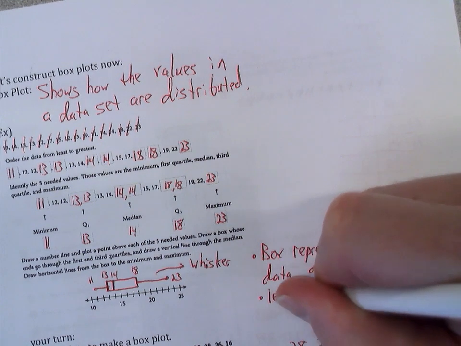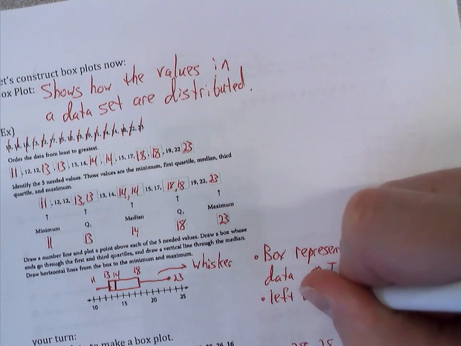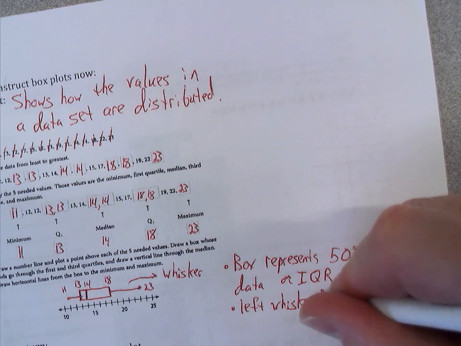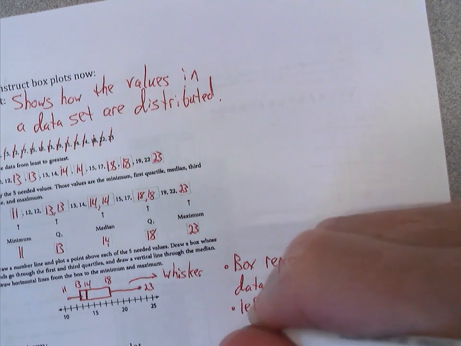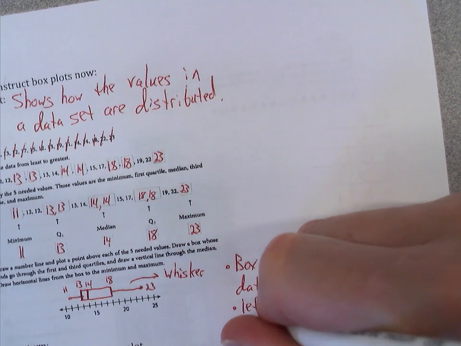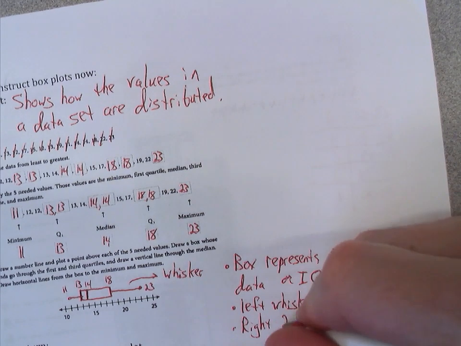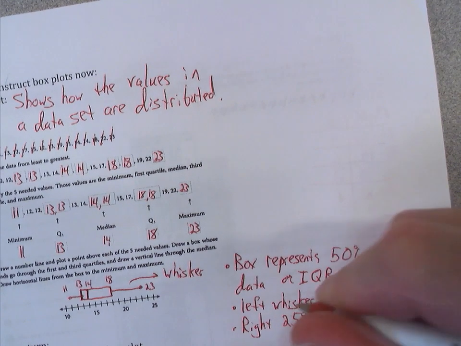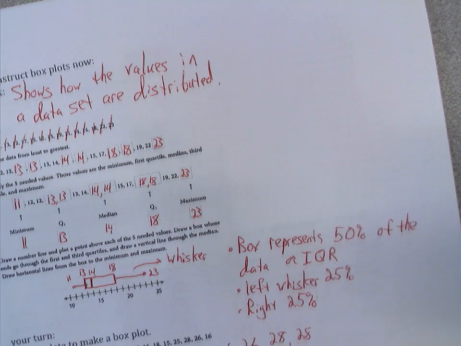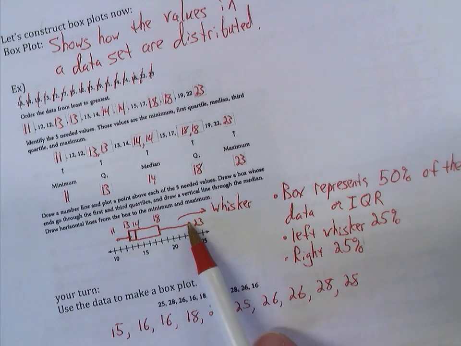The left whisker is 25% of the data, and the right whisker is 25% of the data. Okay, and from left to right, that is our range.